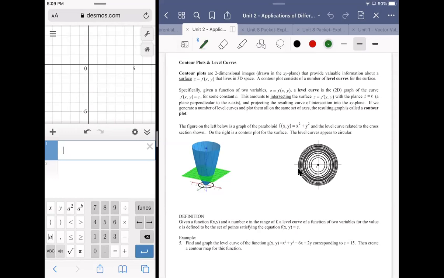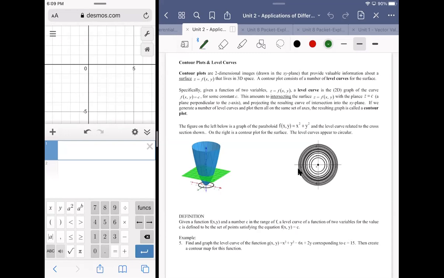We call it a level curve because it's a curve associated with a particular level, as in, if you're getting in an elevator and you want to get to the third level or the third floor, it's a movement off of the XY plane.